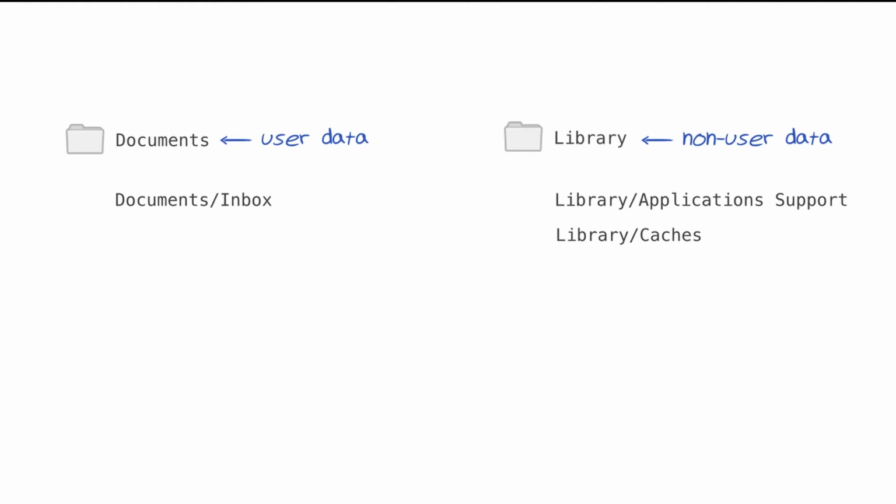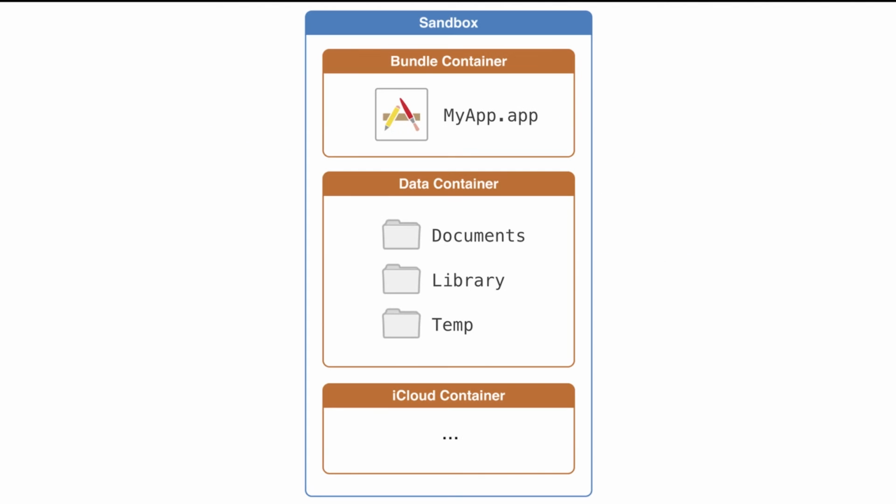Documents is where user data should go, and library is for non-user data files, or files that you don't want exposed to the user. Both of these directories contain a few standard subdirectories, such as Documents Inbox, Library Application Support, Library Caches, and several others. The Caches directory is important, and we'll revisit it along with the Documents and Library directories later in this lesson. Note that you can also create subdirectories of your own to better organize your files. At app runtime, an app may also request access to additional containers, such as the iCloud container.